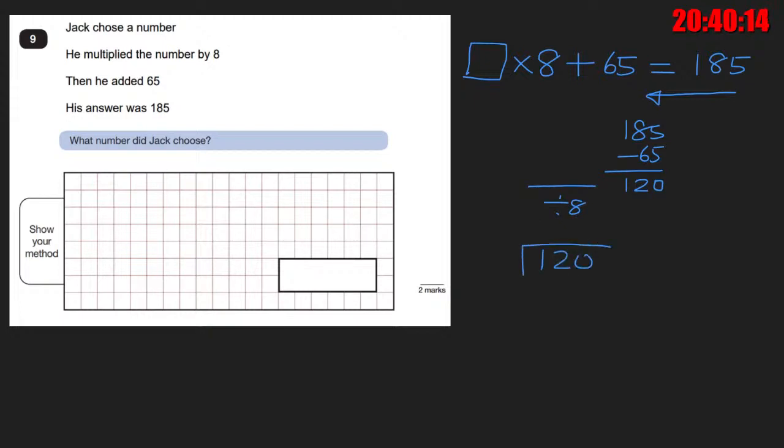120 divided by 8. 8 goes into 12 once, 4 remaining, 40. 8 times 5 is 40. It's 15, the correct answer. So you can show the working out as I did in this given space.